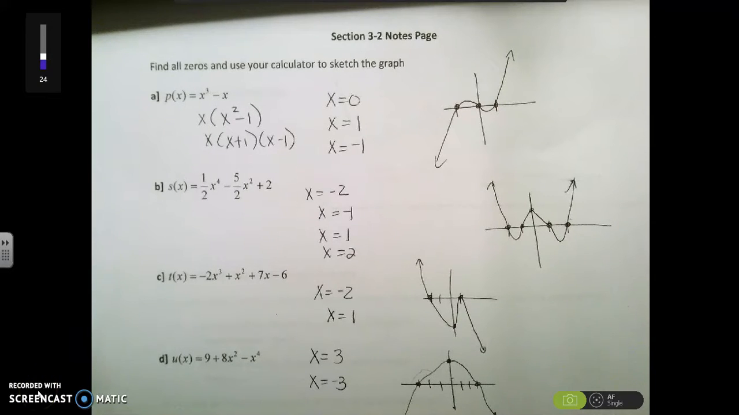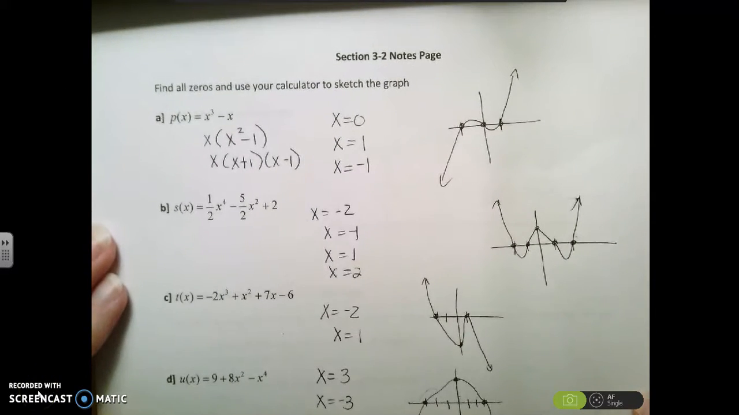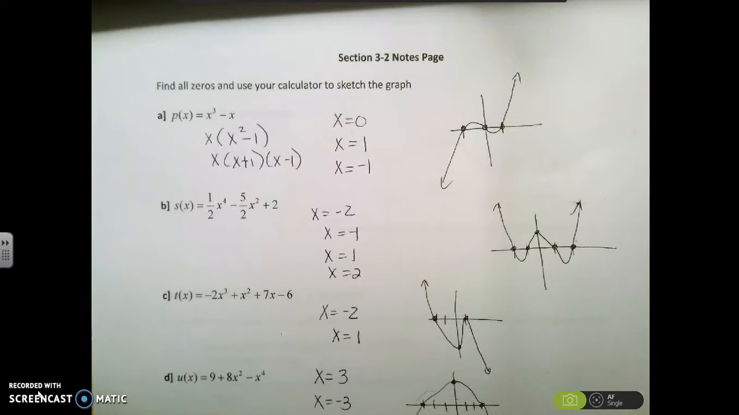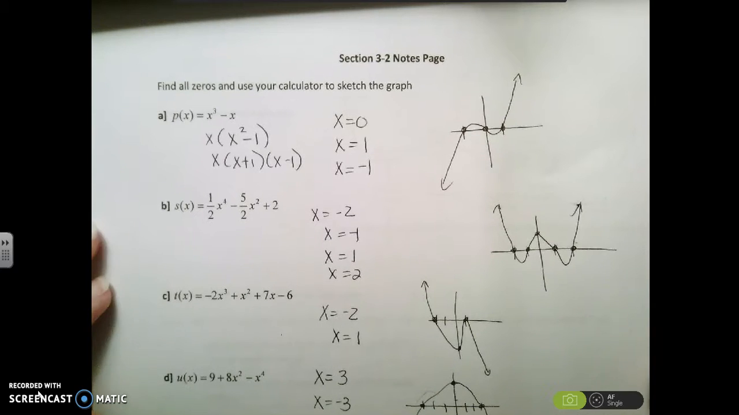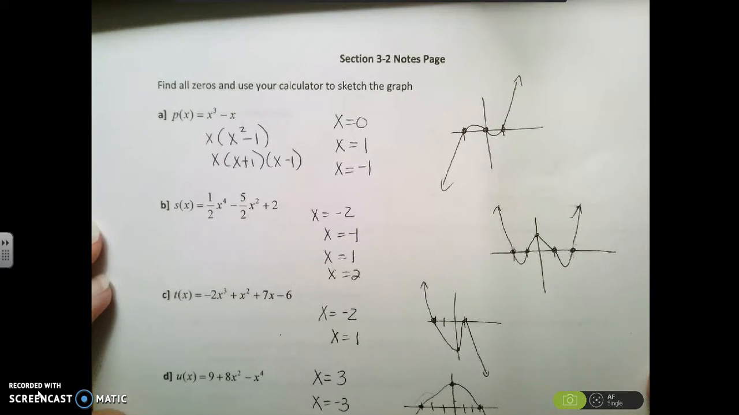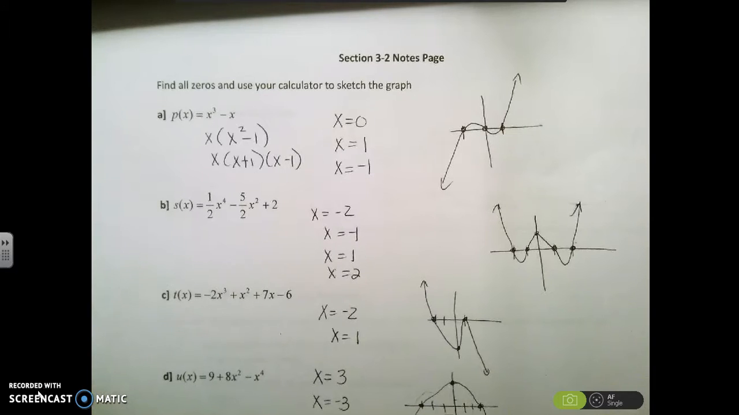All right, these are some notes on section 3.2. And so what we're talking about more is how to graph these polynomials. We're going to use certain criteria to help us figure out what we need to do to graph them. One of the things that we're going to be looking at is the behavior on the left side of the graph and the behavior on the right side of the graph.